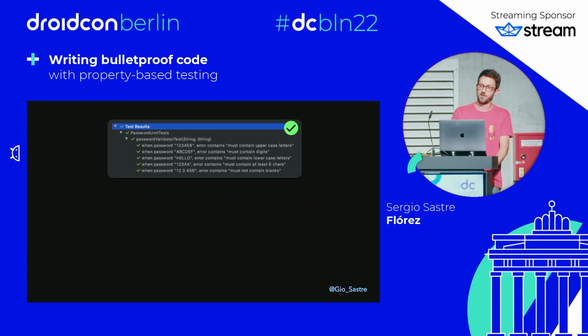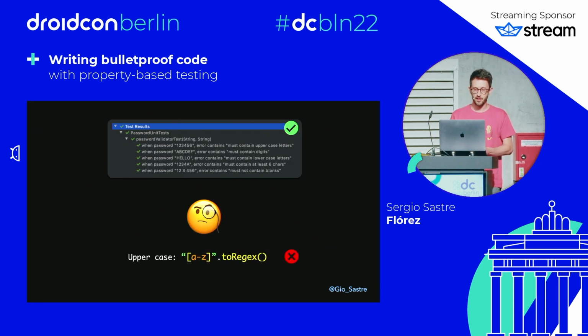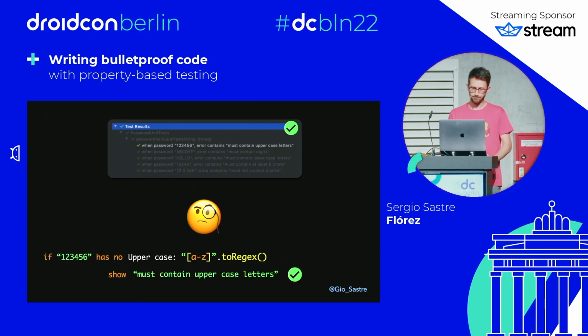So we know that something is wrong. We have seen it. And we actually want to find out why the tests are green, because for uppercase, we're actually validating lowercase. So we take a look at the uppercase example.